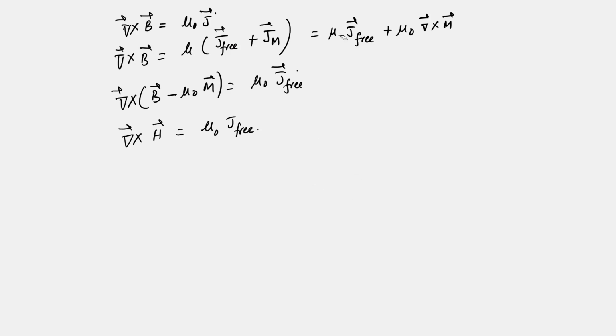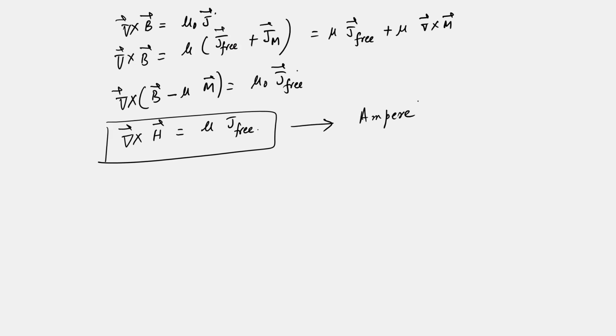And what you can do is that we are writing it in material, so we can remove this 0, because it could be simply the permeability of that medium. So, we can write this down as curl of H is equal to mu j free, and this is nothing but Ampere's law in a magnetic medium. Just like we have Gauss's law in dielectric medium, which was just divergence of D equal to rho free.